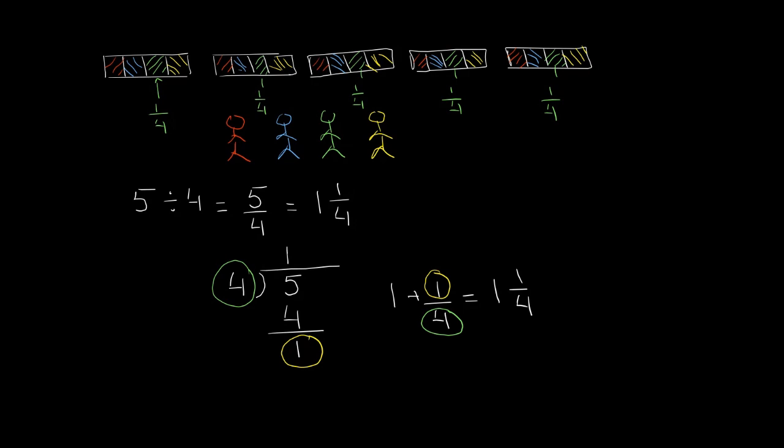Let me do another example. Maybe it will help. So let's say now we have 11 chocolates. I won't bore you by drawing 11 chocolates. Let's say you have 11 chocolates and you want to divide it among 4 children. It's not hard to say that the answer is just going to be 11/4.